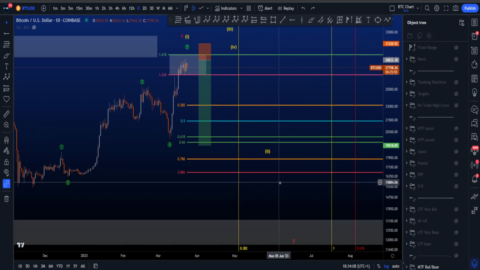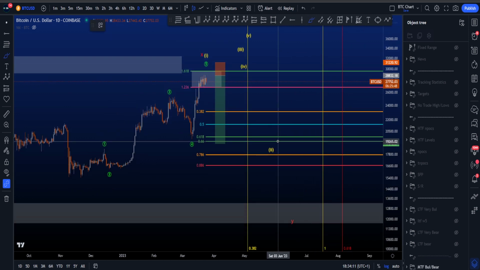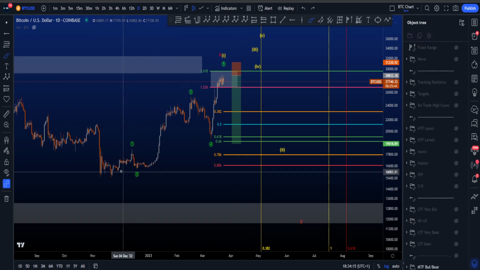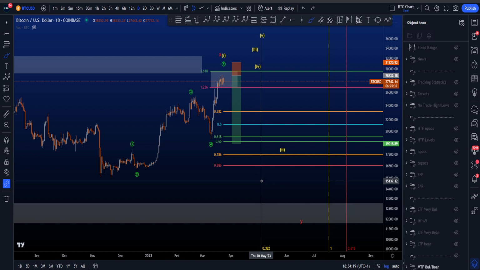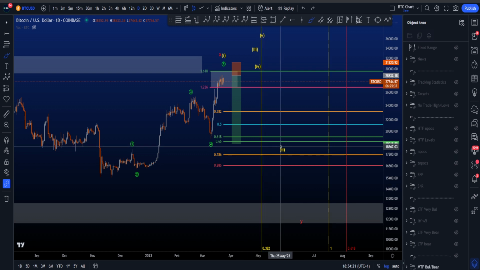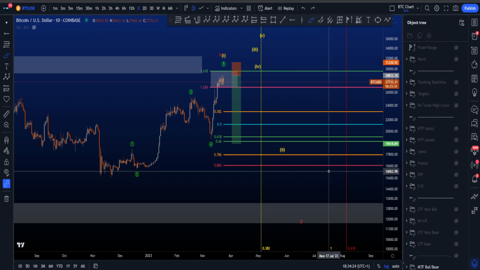I do think it is important to at least take a look at fib time, because a wave 2 tends not to be shorter than the 0.382 fib time, taken from the low of wave 1 to then the high of wave 5, currently sitting at about the 4th of May. However, wave 2 can easily take longer and even all the way till the 17th of July.